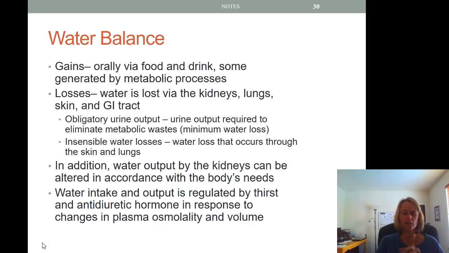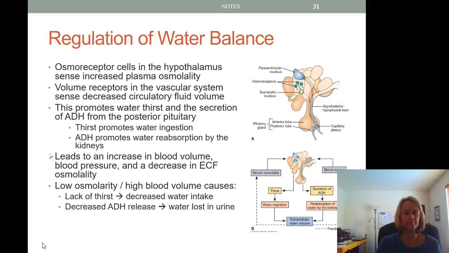We also have insensible water losses. This is water loss that we don't notice, like through the skin and the lungs. In addition, water output by the kidneys can be regulated according to the body's needs, so we can increase our water retention or increase our water output. This intake and output is regulated by thirst and the hormone antidiuretic hormone in response to changes in the osmolality of the plasma and the plasma volume.